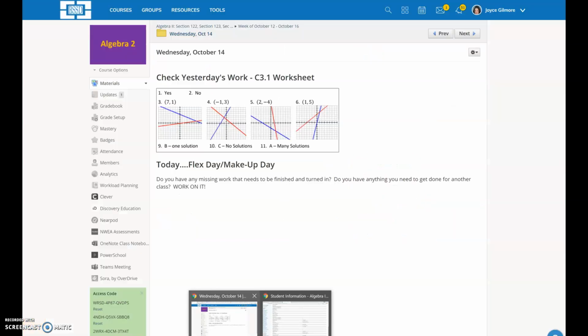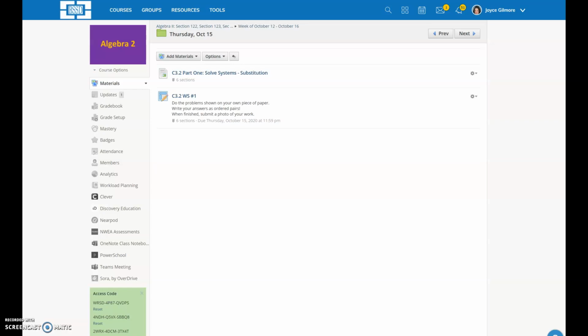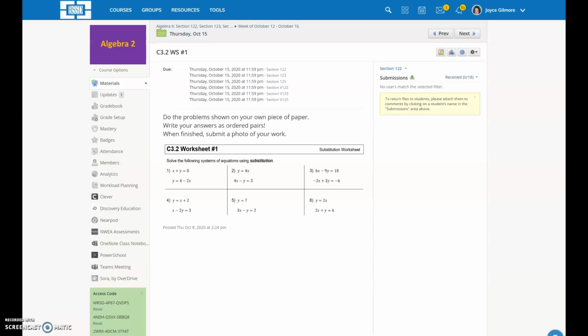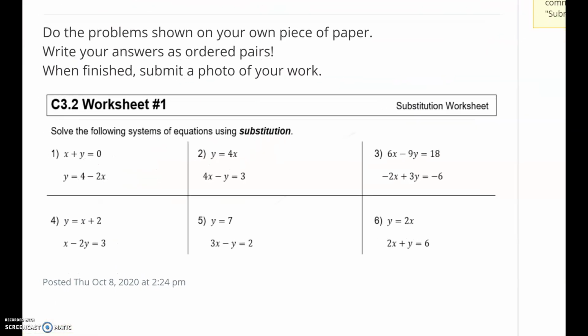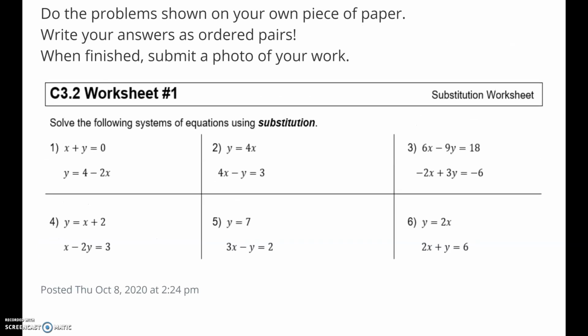Okay, your assignment is in Schoology. Find today's date. So today is Thursday, October 15th. And your assignment is C3.2 worksheet number 1. And I just pasted the assignment in there. It's 6 equations. You can zoom this in on your screen so that you can see it better. So do the problems shown on your own piece of paper. Write your answers as ordered pairs. When you are finished, take a picture of your paper and submit a photo of your work.